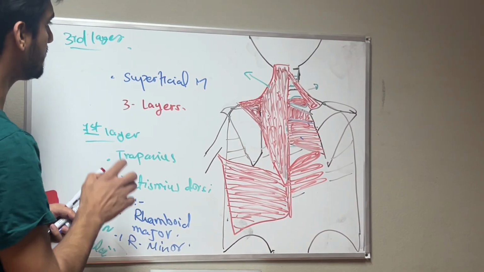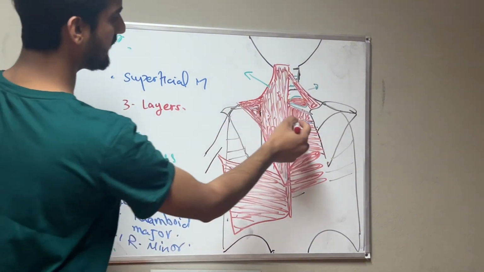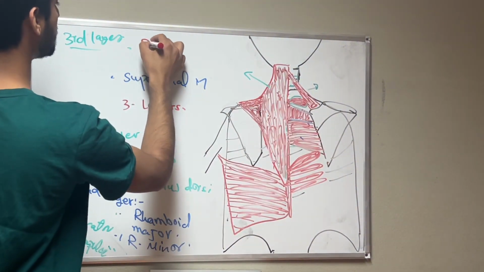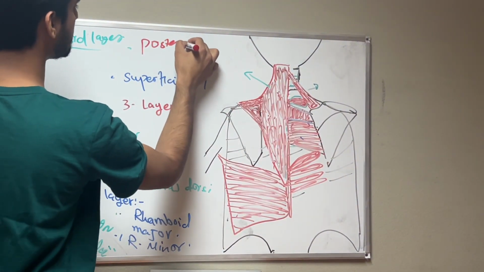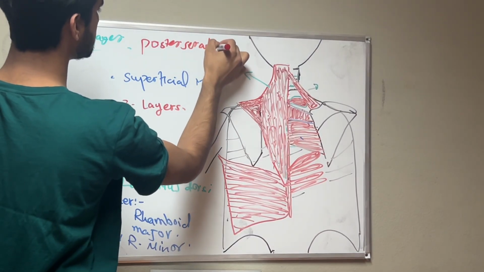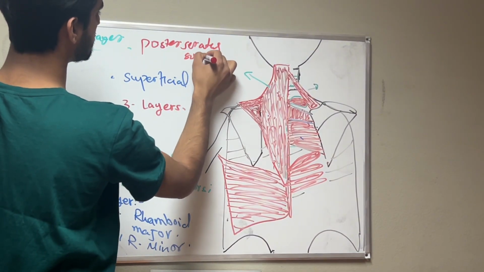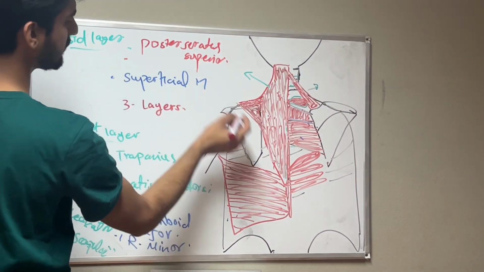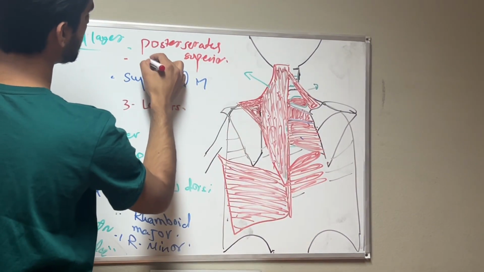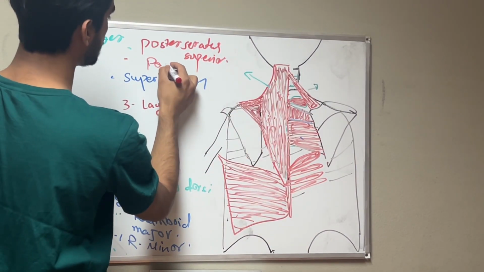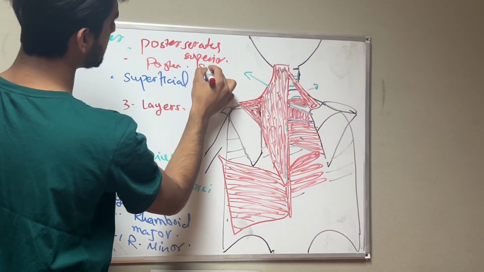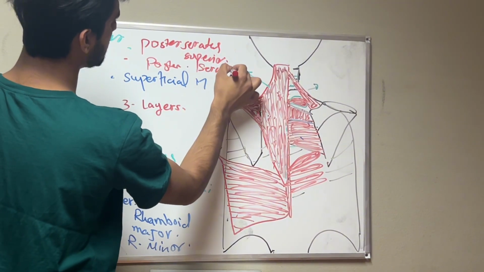Okay, and the third layer we have first, this is posterior serratus superior, and posterior, because this is the back side, which one is posterior serratus inferior.